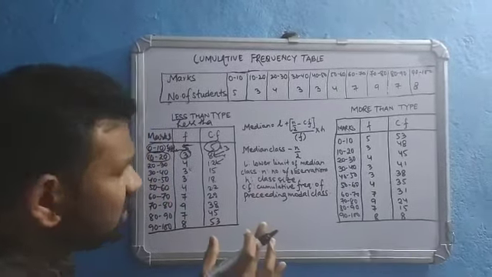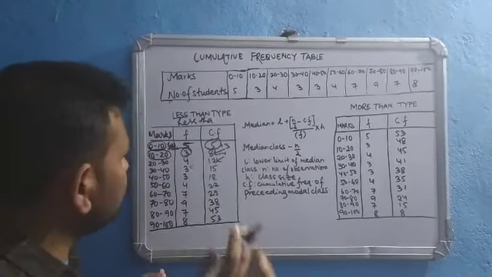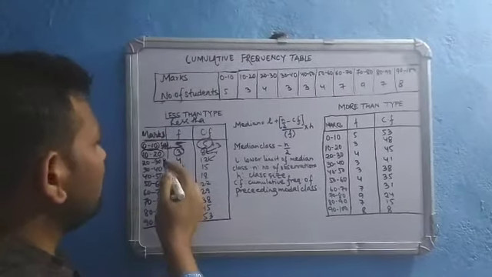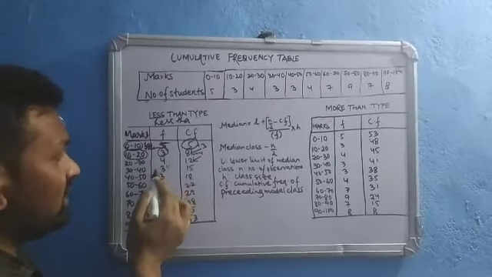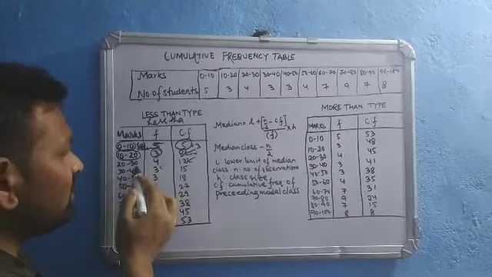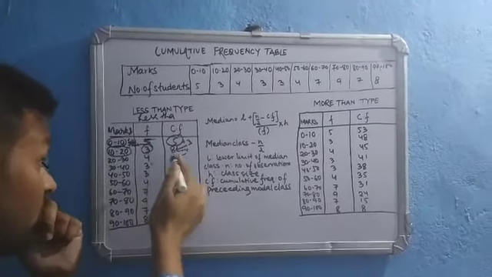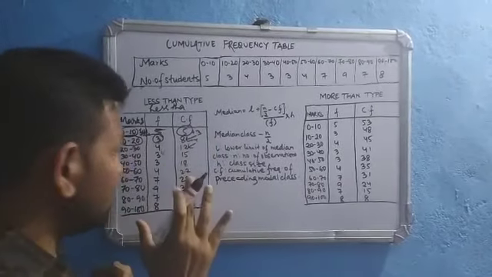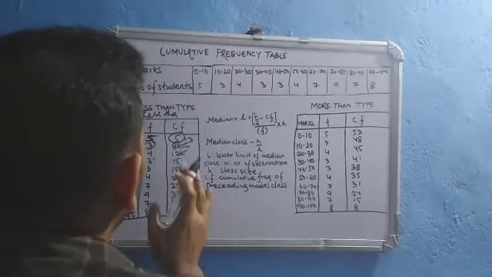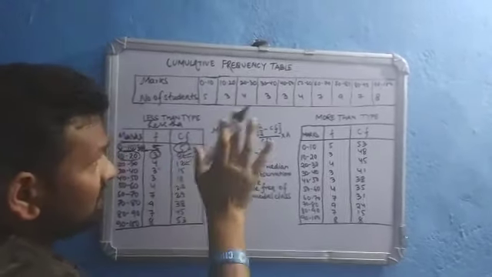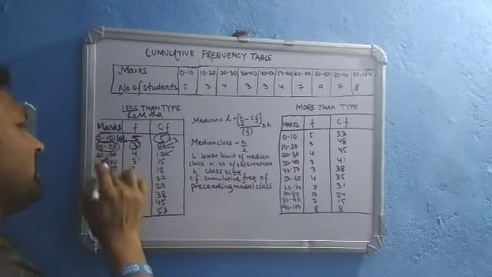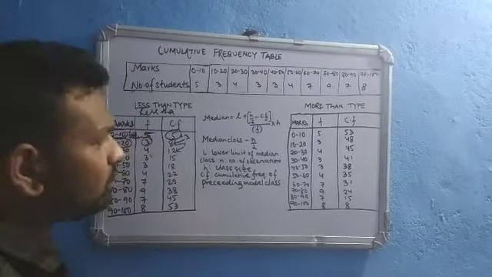Are you understanding the logic behind it? The logic is fairly simple. Students who got less than 10, automatically they will get less than 20. So we have to add them up. Students who got less than 30, automatically they'll get less than 40. So you have to add it up and continue. So this type of frequency distribution is called a less than type cumulative frequency table. Students have scored less than 10, less than 20, less than 30, and so on and so forth.